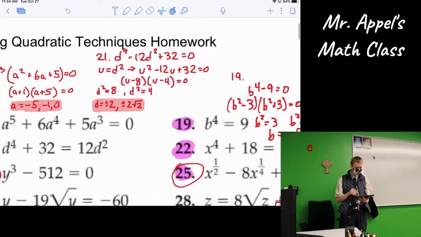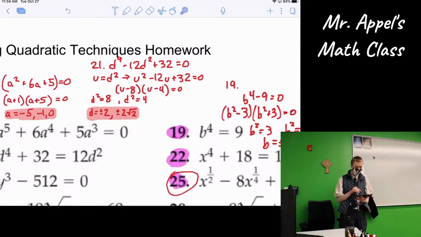Okay, going a little out of order because it's here. Here's 21. Use that good old u substitution. Swap the d to the 4th for a u squared. And now you can factor that rather simply to u minus 8, u minus 4, and then sub back in, so it's d squared equals 8, and d squared equals 4, square root both of those.